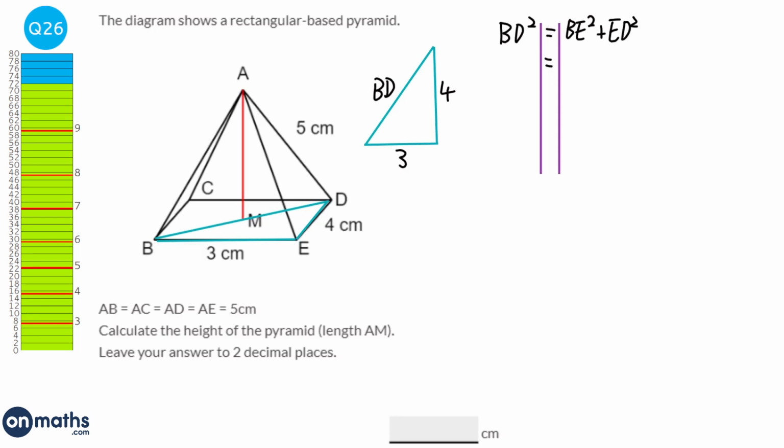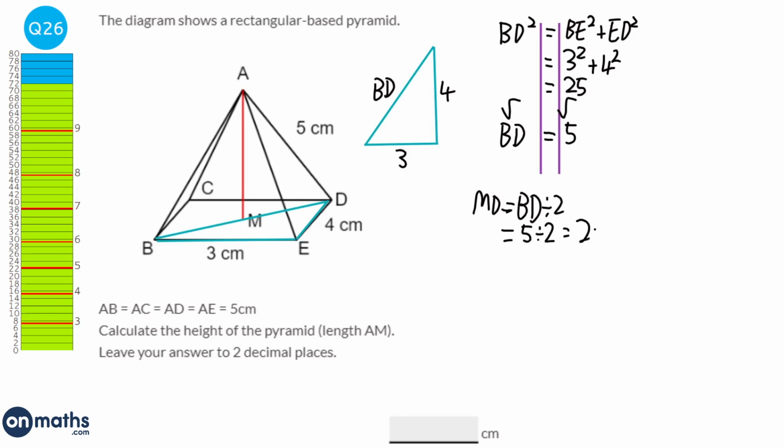Okay, so BE is 3, so it's going to be 3 squared plus 4 squared, and that's going to equal 25. Square root both sides, and we've got BD is equal to square root of 25, which is just 5. Okay, we need to now work out what MD is, because we're looking for length AM. So MD is actually just going to be half of BD. So it's going to be half of 5, which is just going to be 2.5.